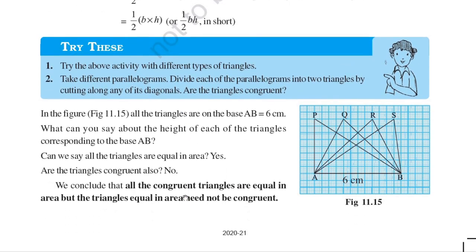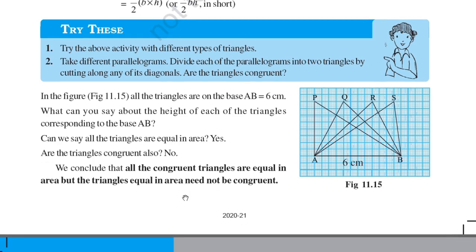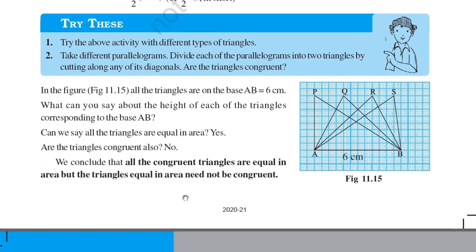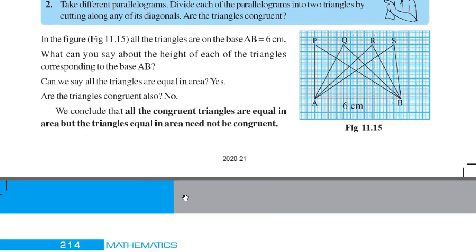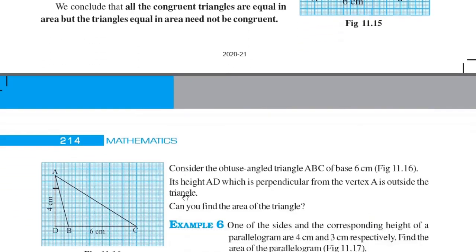In figure 11.15, all the triangles are on the base AB equal to 6 cm. Can you say something about the height of each of the triangles corresponding to the base AB? Are the triangles congruent also? No. We conclude that all congruent triangles are equal in area, but triangles equal in area need not be congruent.